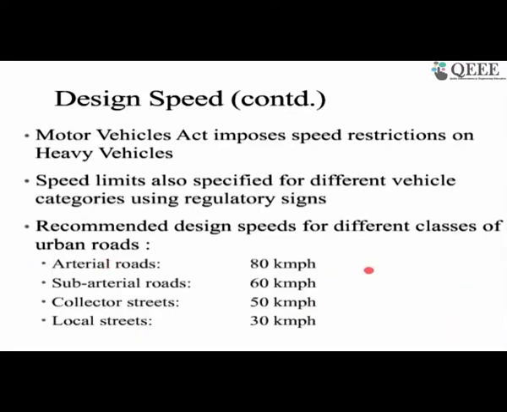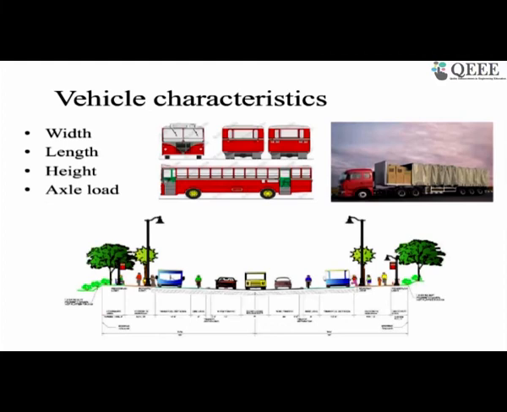Then in the urban setup, the speed limit comes this way. The arterial will have 80 kmph, sub-arterial will have 60, collector streets will have 50 kmph, and local streets will have 30 kmph. Based on that, we will be going into the design. Another question came up: does climate condition affect geometric design? We'll see. We have consideration regarding that.